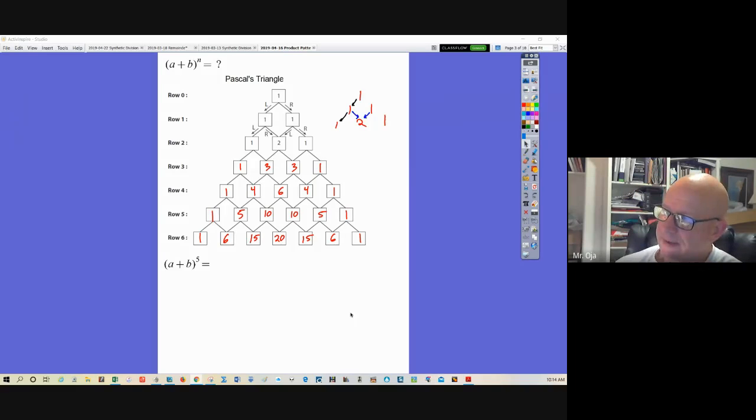Okay, so we're looking at the binomial theorem stuff now. This is what we use when we're trying to multiply out a binomial, which means I've just got two terms that are being added or subtracted, and I'm taking that to a power.